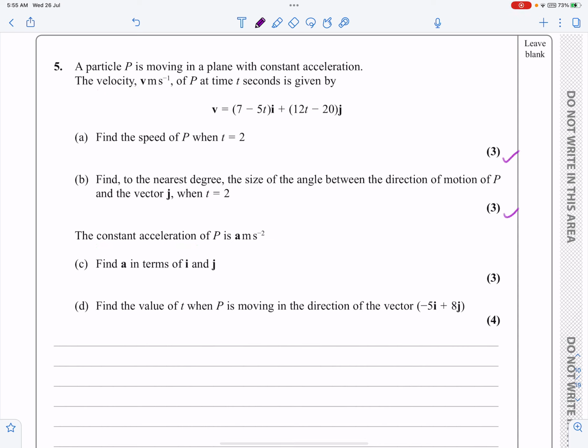It's worth 3, 6, 9, 13 marks here, but actually each individual bit is a relatively straightforward and standard vectors question. So let's have a look at it.